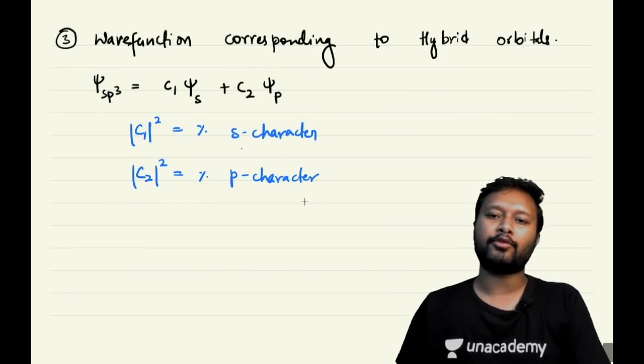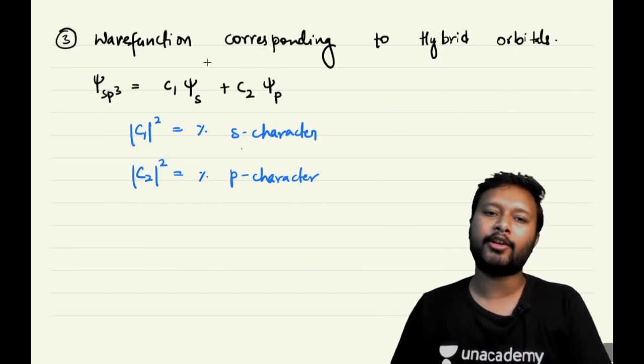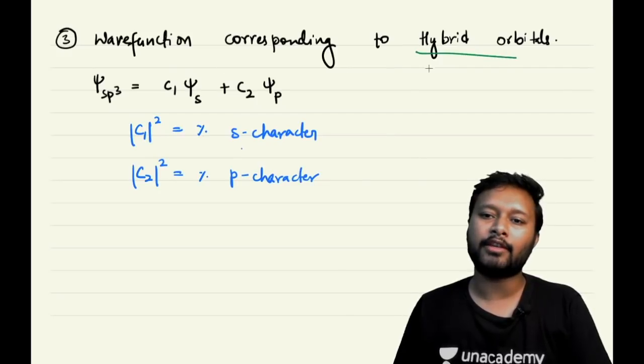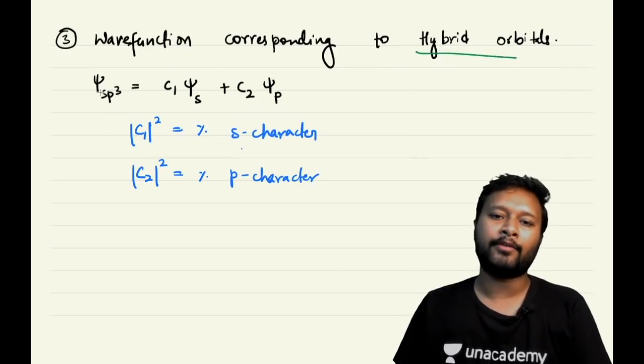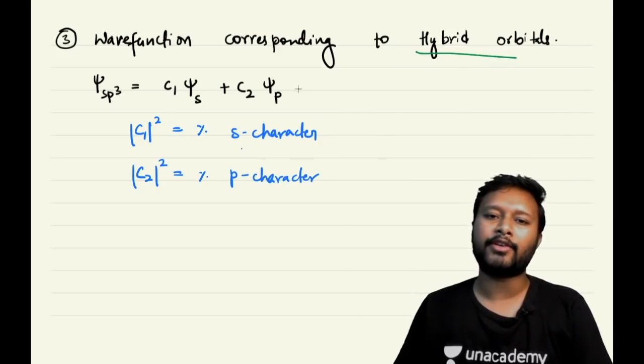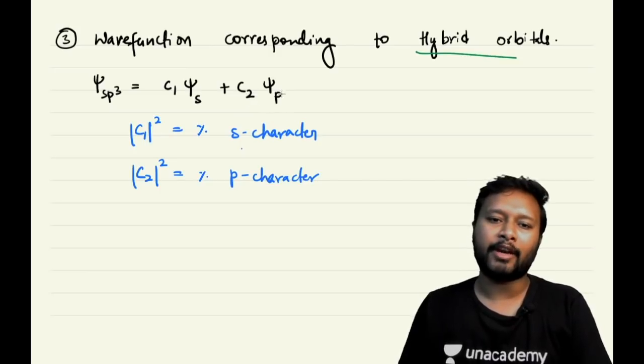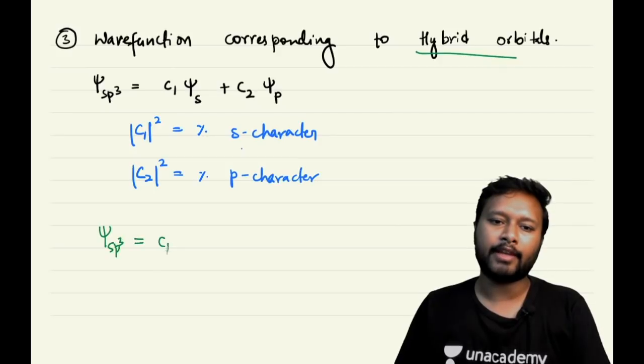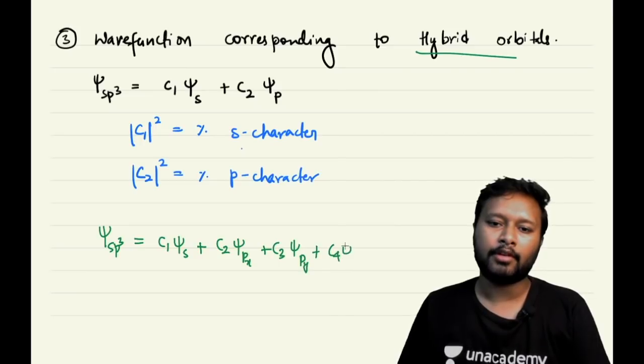The third type of question on the basis of valence bond theory is to find the wave function corresponding to a given hybrid orbital. If you have an sp3 hybrid orbital, you will be given the wave function in this form: c1 phi s plus c2 phi p. It might also be given this way: psi sp3 can be given as c1 psi s plus c2 psi px plus c3 psi py plus c4 psi pz.